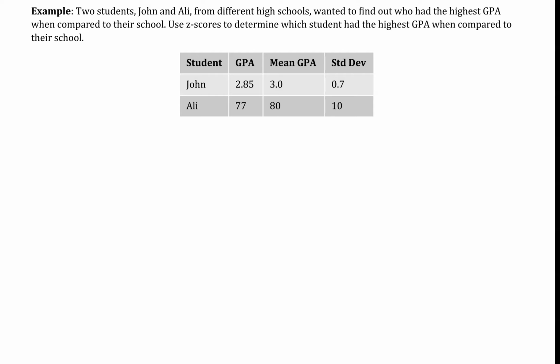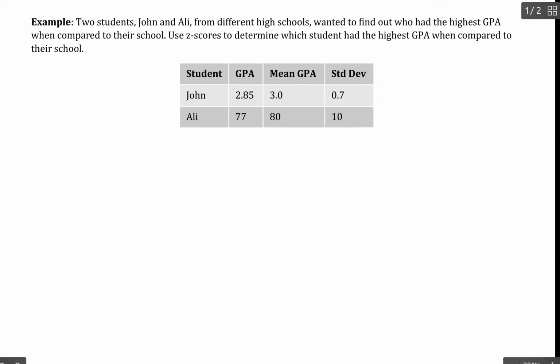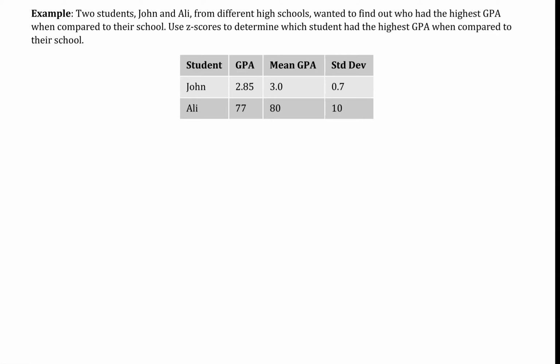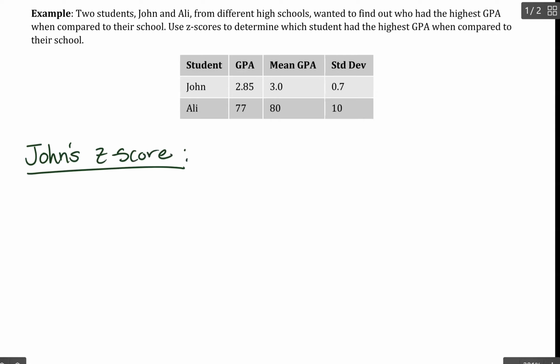So that means we simply need to calculate a z-score for each of these students. Let's start by calculating John's GPA, John's z-score. For John, we're going to calculate the z-score, which means we're going to take the x value, subtract the mean, and divide by sigma. 2.85 minus 3 divided by 0.7, and we get a z-score of negative 0.21.